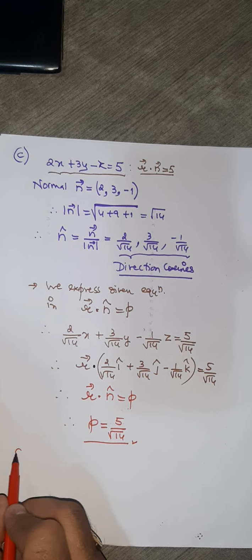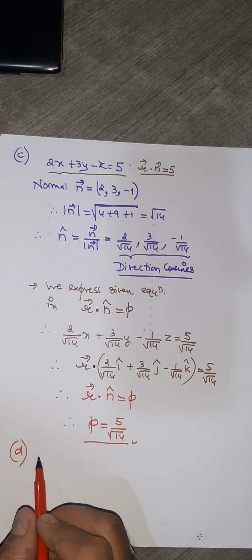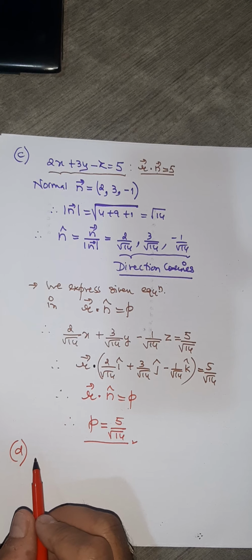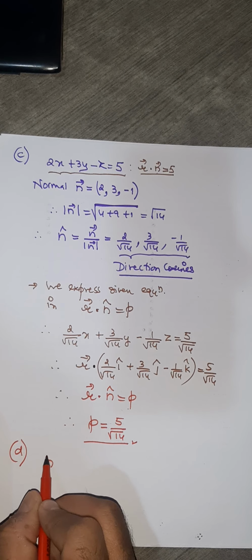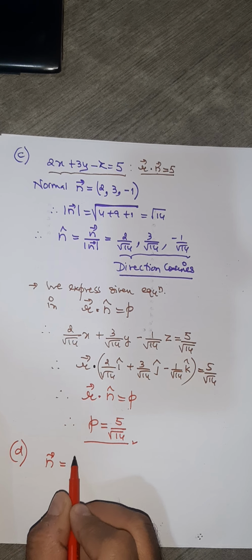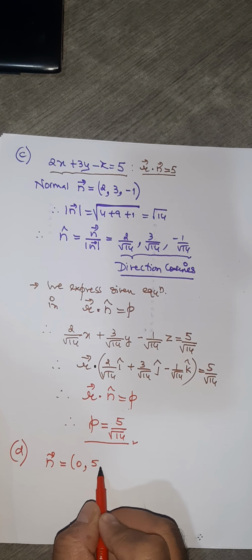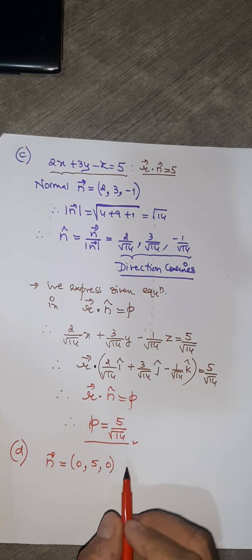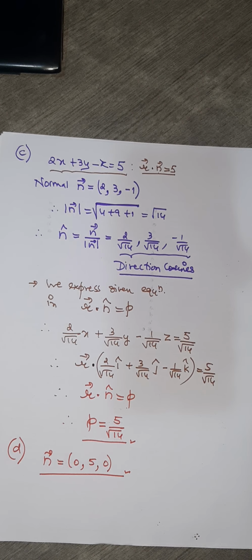Same way you can do the fourth sub-question, D. In the fourth sub-question, what is the direction of the normal? I mean, what's the normal there? Just see the equation of the plane. The normal to the plane will be, x is not there, remember, so you have 0, comma, 5, comma, even z is also not there, so 0. This is the normal to the plane. And now continue further.